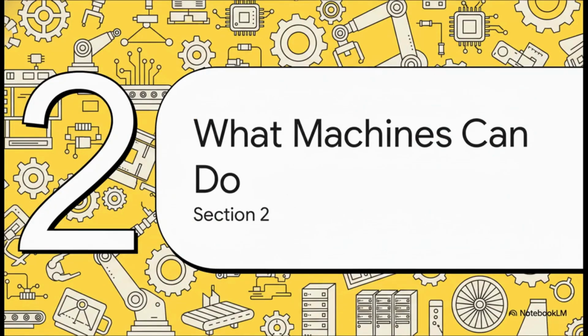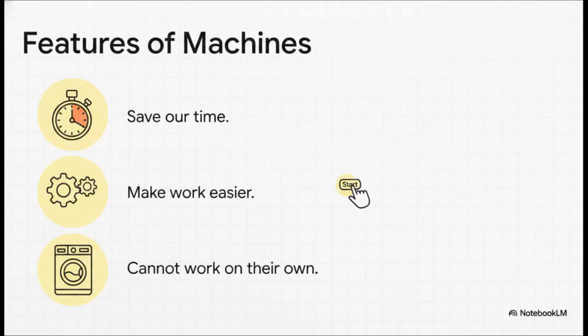Moving right along to Section 2, what machines can do. Machines are essentially our very own special helpers. But why do we build them? Well, primarily, machines save our time. They can do things way faster than we ever could by hand. Secondly, they make our work significantly easier by taking on the heavy lifting.